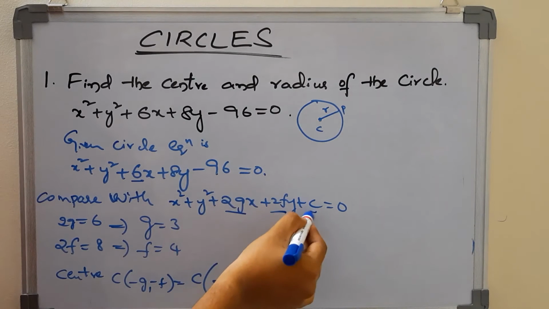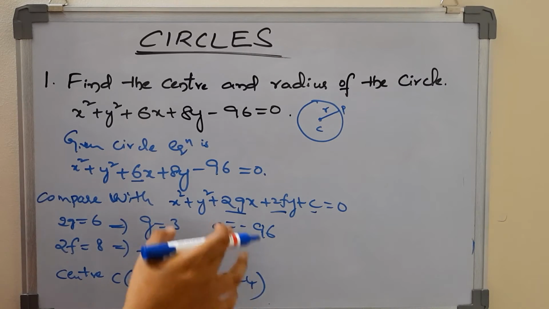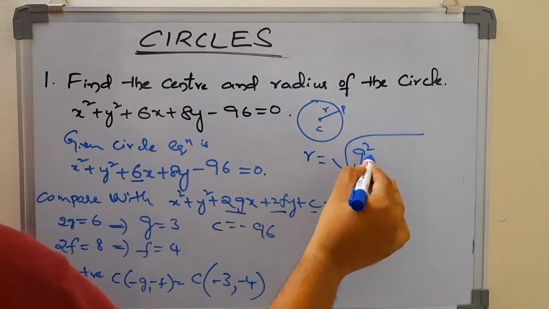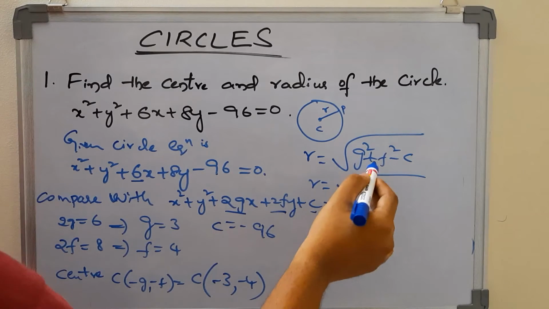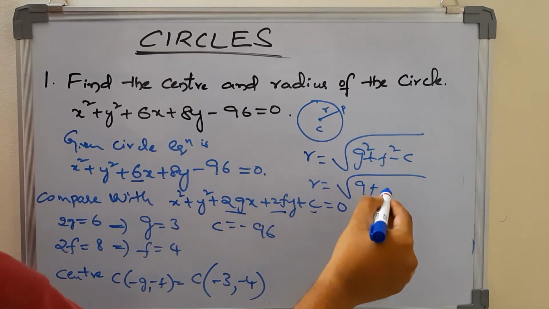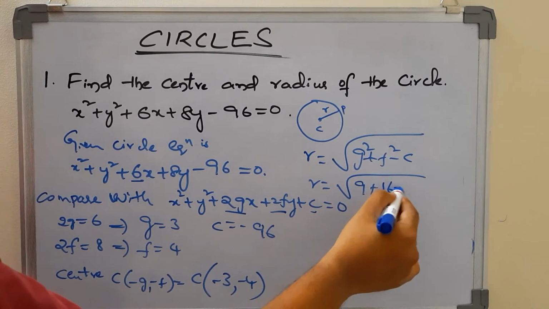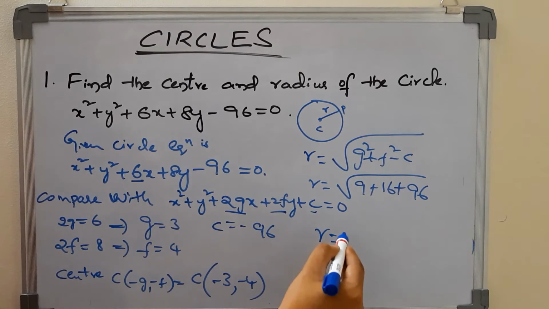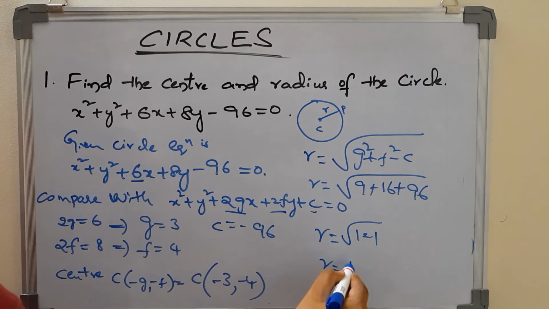And whenever we compare this one, c is equals to minus 96. We know g, f, c, so we can find out the radius, that is the formula square root of g square plus f square minus c. So r is equals to, what is g square? 3 square. 3 square is 9 plus f square is 4 square, that means 16. Here minus of minus, that means plus 96. r is equals to square root of 121. So r is 11.